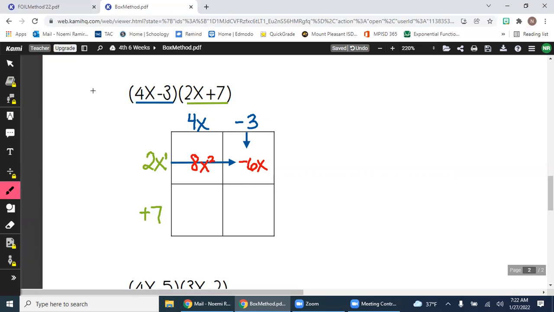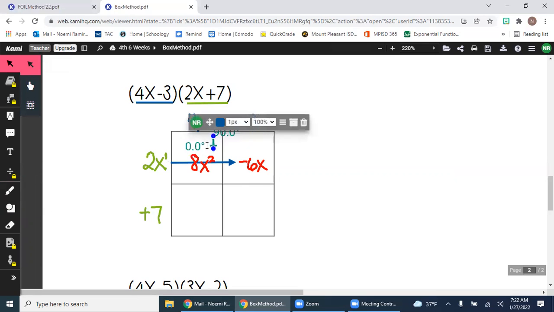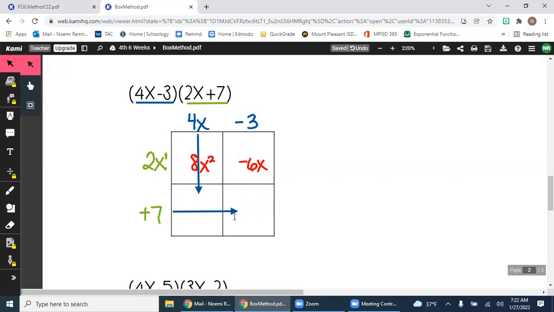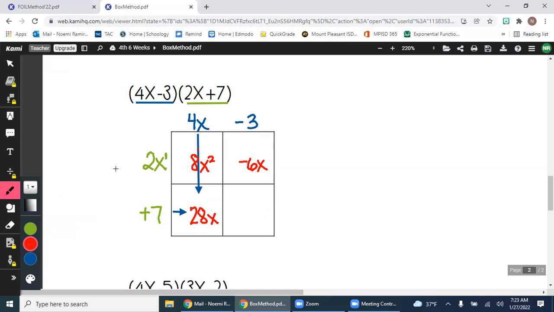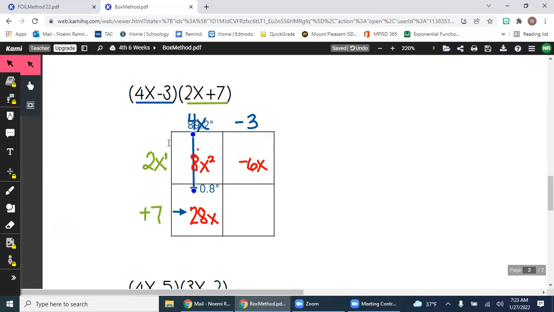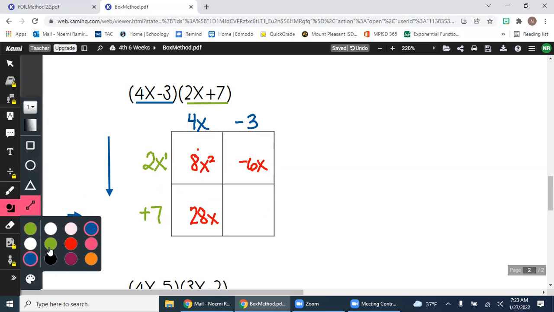All right, so now we're going to take that 4x and multiply it down here with 2x. In this box, we're going to be multiplying 4x times that positive 7. Okay, so 4x times 7: 4 times 7 is 28x. Okay, now move this over. I need like 2 long ones and 2 short ones. This ain't working. Now next, in this last box is last with last.